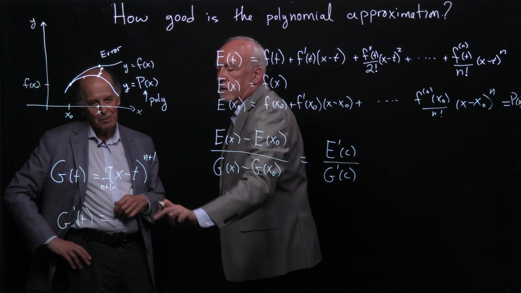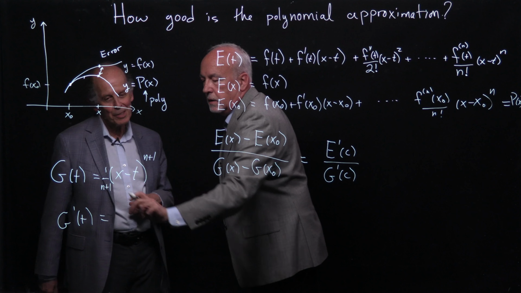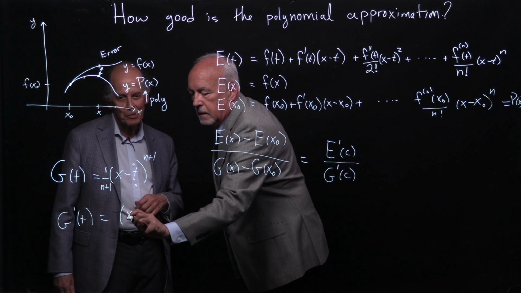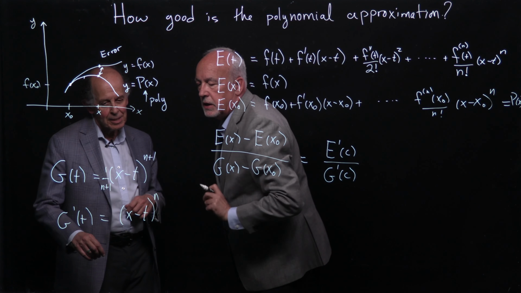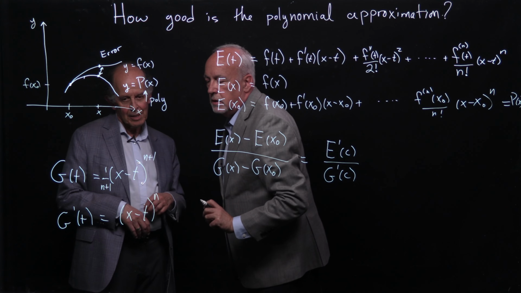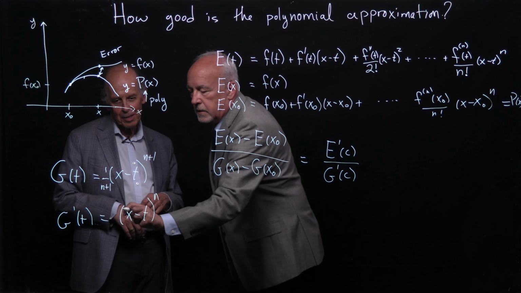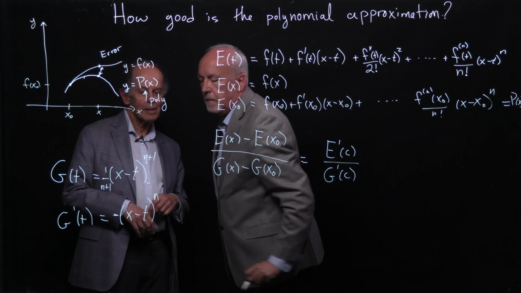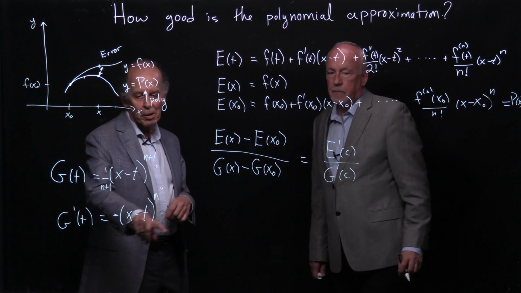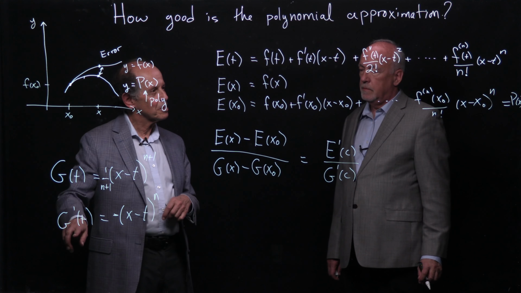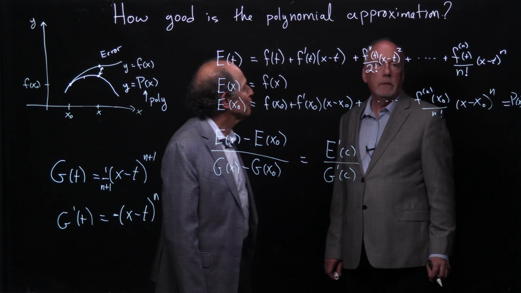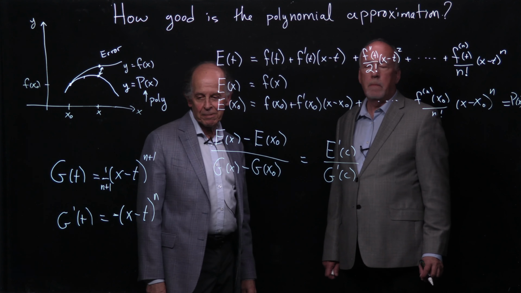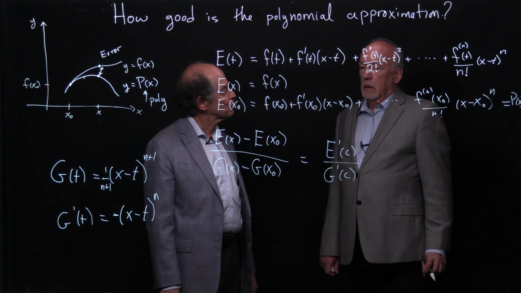What's the derivative of this? Well, the n plus 1 comes down and cancels the n plus 1. So we have x minus t to the power n. And we're differentiating inside with respect to t, so we have a minus sign. There's a minus sign. And look at this. What we've done is with our intuition and previous, we match that to that. Right. Pretty clever stuff. Let's see what the algebra does.